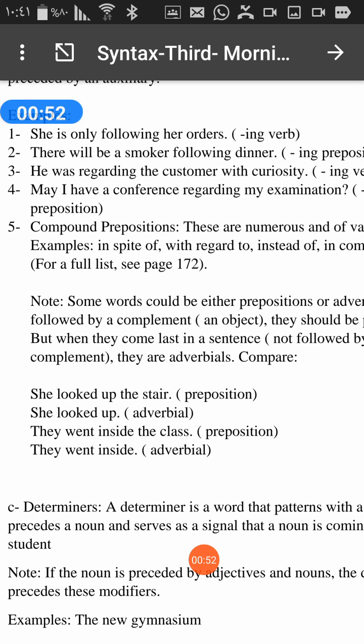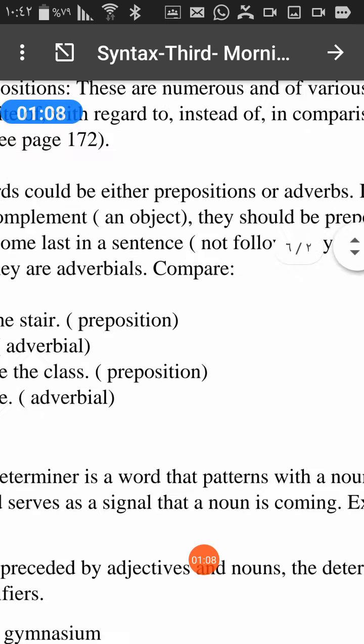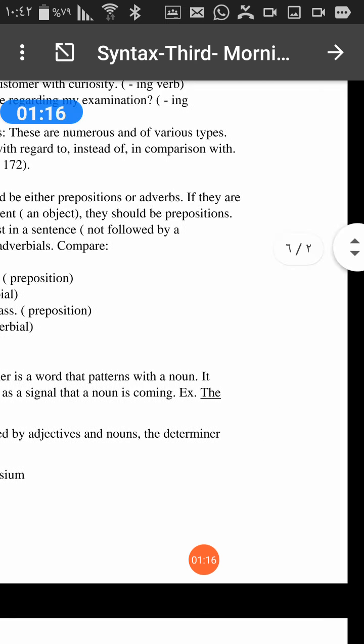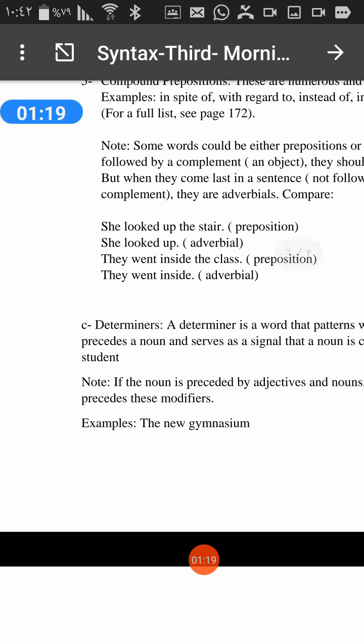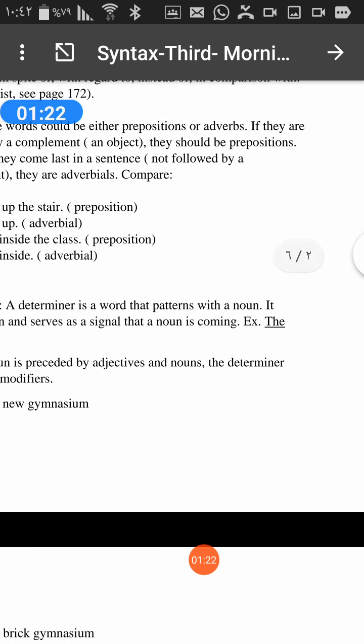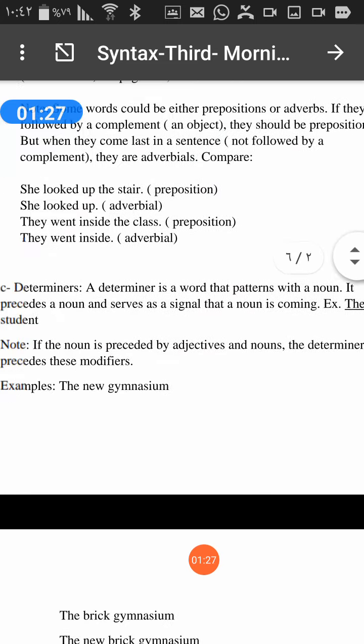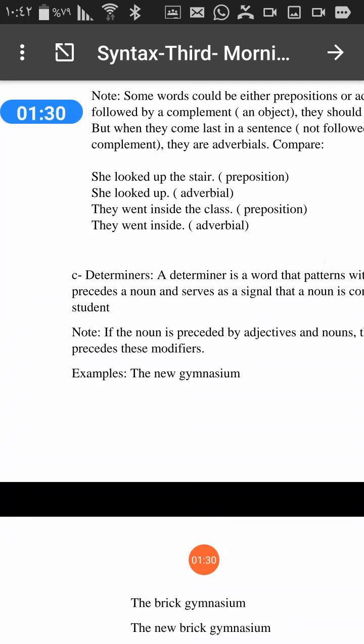Well, if you want to have a look at the full list, please go to page 172. When you go to page 172, you can read the whole list on the ing prepositions. There is a note here about the ing prepositions. Some words could be either prepositions or adverbs. If they are followed by a complement or object, they should be prepositions. But when they come last in a sentence, not followed by a complement, they are adverbials.